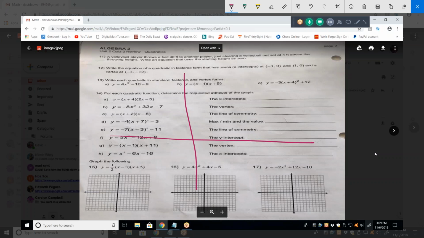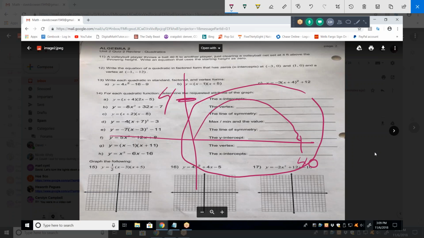So they're saying a volleyball player throws a ball 40 feet to another player. That's 40. Okay? Just clearing a net set at 4 feet high. That must be 4 right there. Is that a picture of what they're talking about? Okay. So what they want is the equation of that parabola.